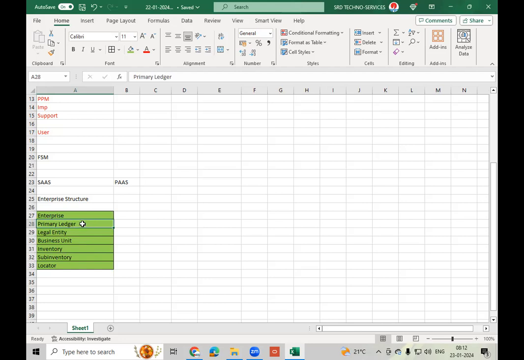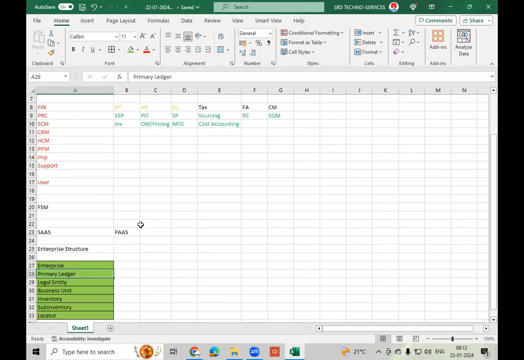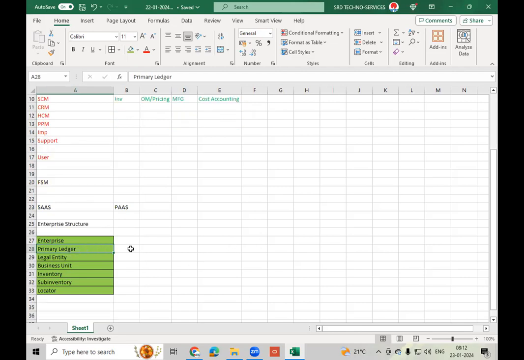Primary ledger is the financial setup that will be configured in real time in an implementation project. The GL consultant will configure it. The GL module is one of the main ledger modules under the financial offering. So the GL module consultant will configure this primary ledger.